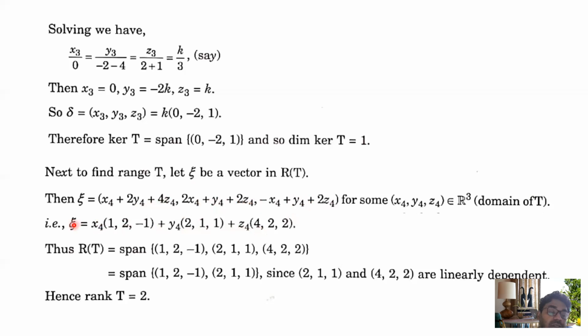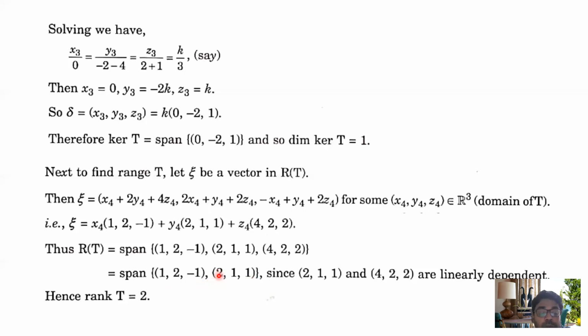So from it is clear that this zeta, where x4, y4, z4 are arbitrary, can be expressed with the help of these three vectors: 1, 2, -1, 2, 1, 1 and 4, 2, 2. So 2, 1, 1 and 4, 2, 2 are linearly dependent because both are the same. If I take 2 common, you can consider any one. So that means the range of T can be spanned with the help of these two vectors only, 1, 2, -1 and 2, 1, 1.